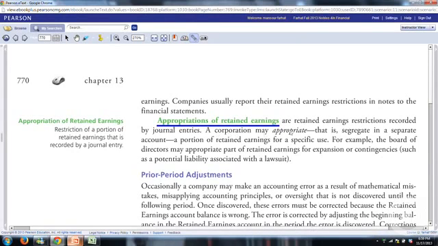A corporation may appropriate, that is segregate in a separate account, a portion of retained earning for a specific use. For example, the board of directors may appropriate part of retained earning for expansion or contingency, such as a potential liability associated with a lawsuit. Also, the company internally, you don't have to have the bank imposing this on you. For example, the company can declare that they would like to appropriate, restrict a certain amount of retained earning for future expansion. That's also a form of appropriation. It's either external or internal.